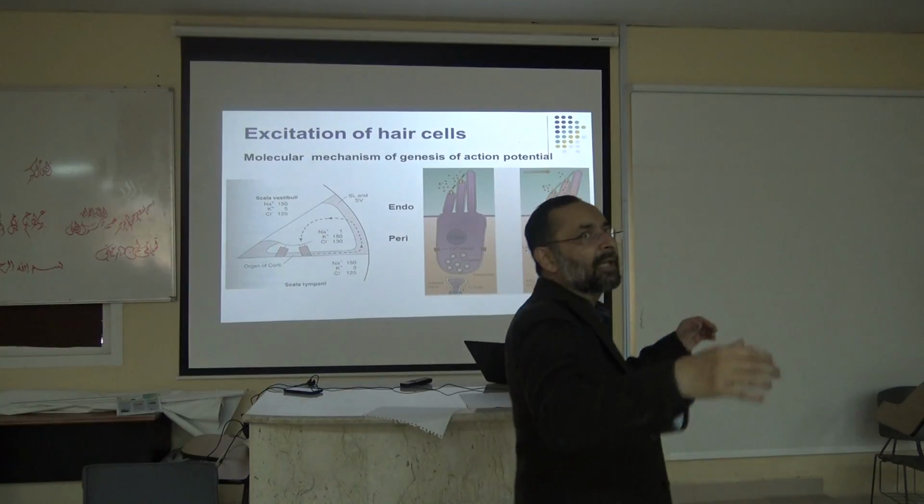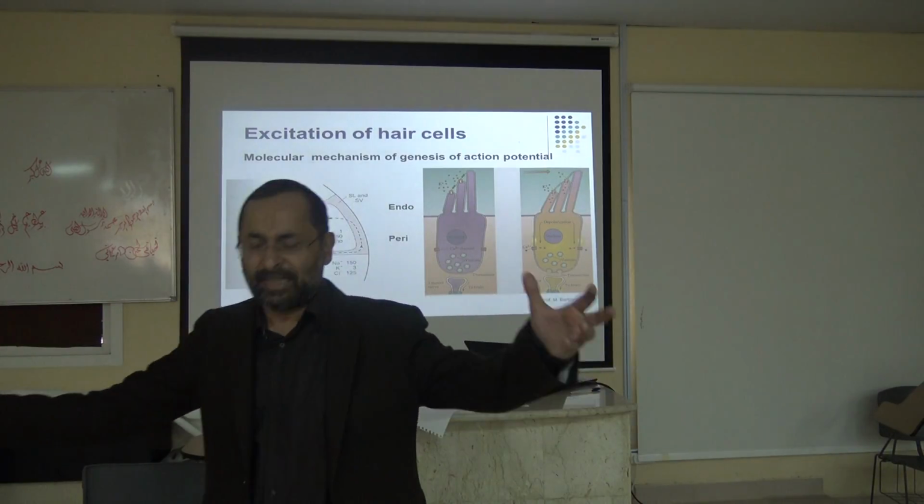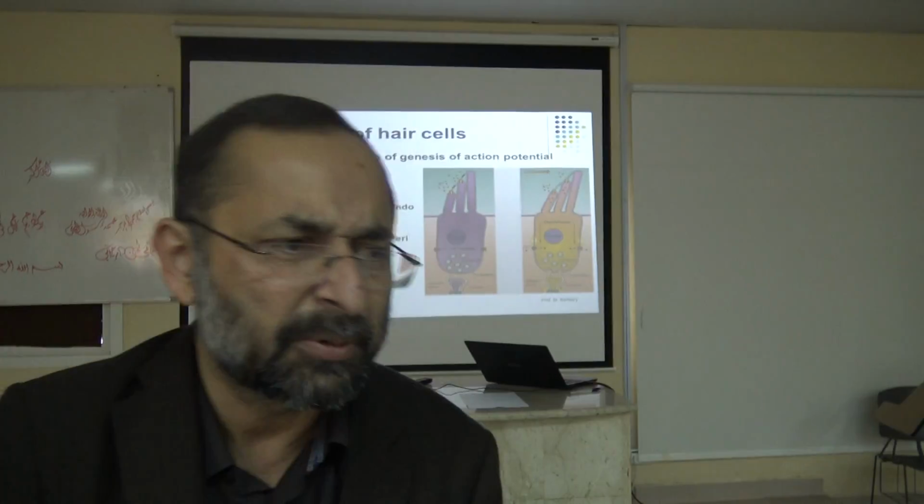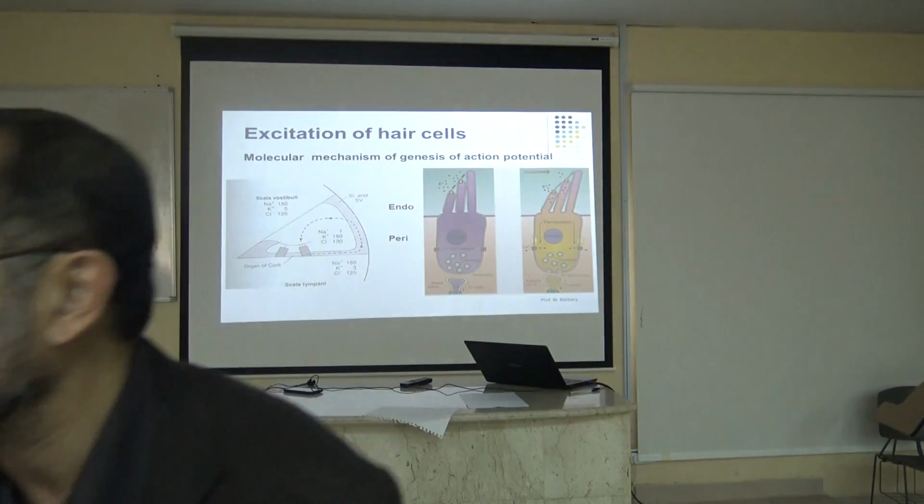Okay? Now you tell me, perilymph is like CSF. It has sodium, potassium, and other ions present. What is so special about the endolymph?